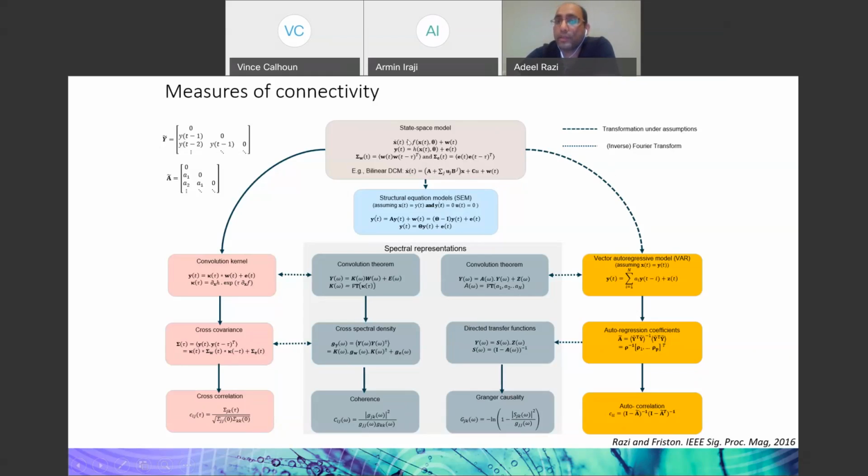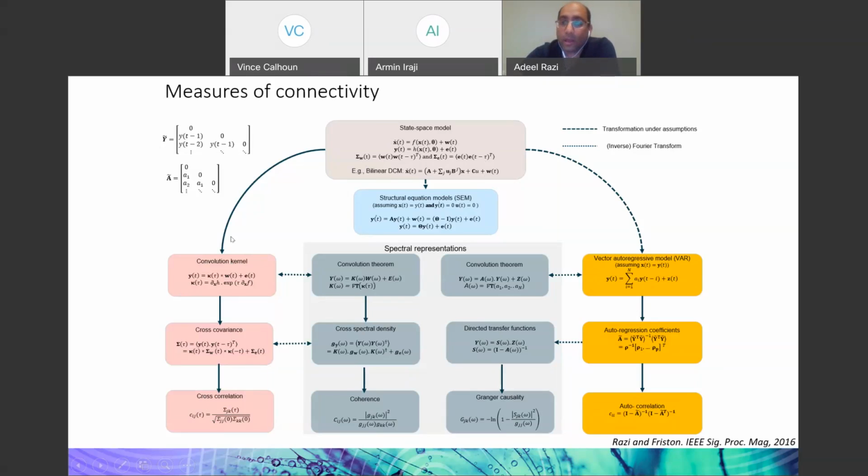So what we are showing here is that if we start with a state space model or a dynamic causal model, we can derive things. We can start here at the top, and then with certain approximations, for example, we can calculate vector autoregressive models. We can calculate convolution kernels, and from these we can calculate cross covariance. We can calculate cross correlation, and so on and so forth. So all of these can be exactly derived or calculated if we start with a state space model.